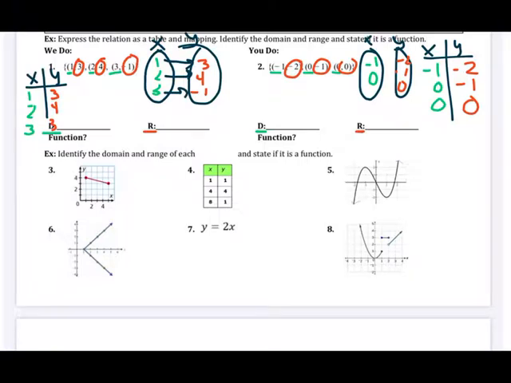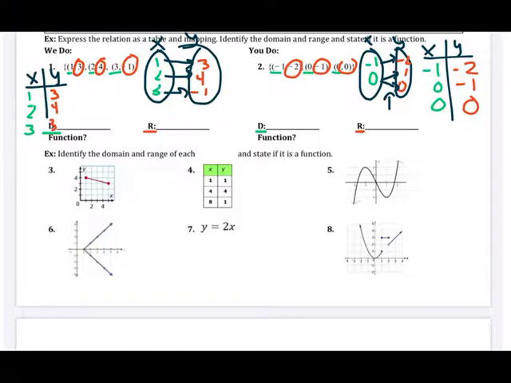Over here, when I push 1, I get -2. When I push 0, I get two things. I get -1 and I get 0. So right here is that indicator this is not a function because 0 is going to two different places. And the mapping is really the easiest way to see that. It's shooting itself off into two different directions. And that makes it not a function.